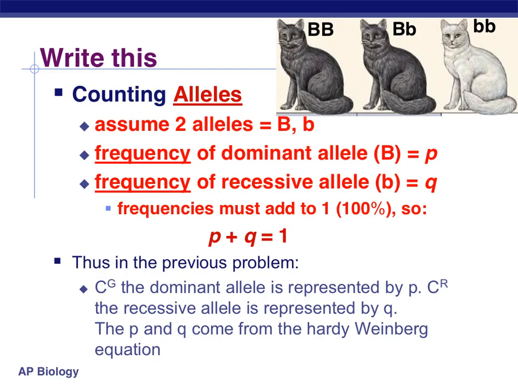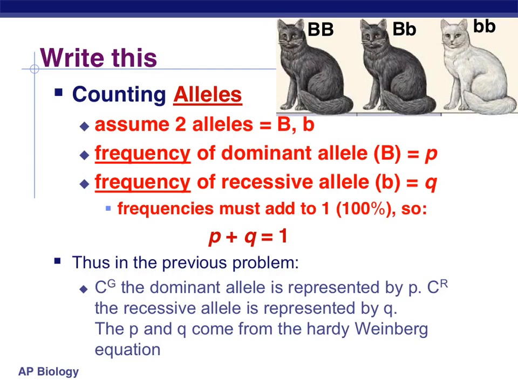Okay, this is the stuff you write down. So how do we count alleles? Well, we have to make the assumption that there are going to be 2 alleles for the gene, a capital allele and a lowercase allele, also known as the dominant allele and the recessive allele. The frequency, how often we're seeing that dominant allele, is given the variable p, lowercase p, whereas the frequency of the recessive allele is given the variable q.